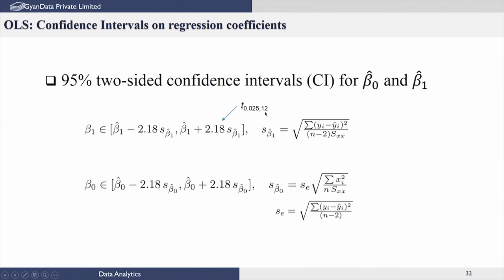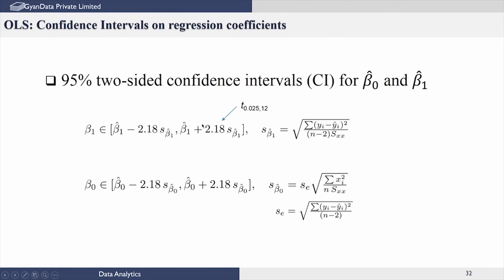Why 12 degrees of freedom? Because in this particular example we had 14 points and we use 2 of the points for estimating the 2 parameters. So, n minus 2 is the degrees of freedom, which is 12. In general, depending on the number of data points, this value 2.18 will change. Okay. So, that changes the degrees of freedom of the t distribution, from which you should pick the upper and lower critical values. So, the lower critical value is minus 2.18, the upper critical value is 2.18, 2.5% each, so the overall is 5%.